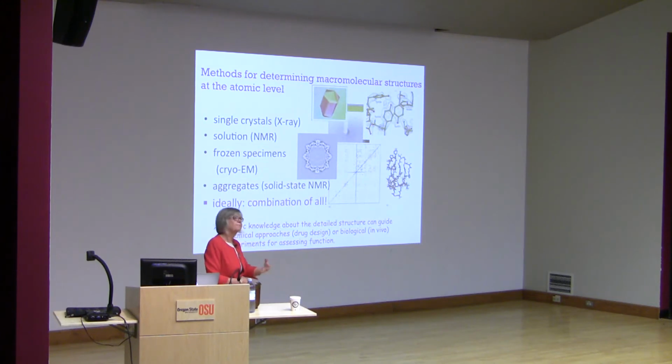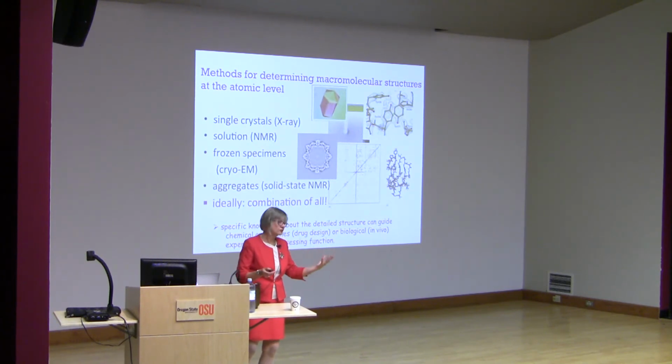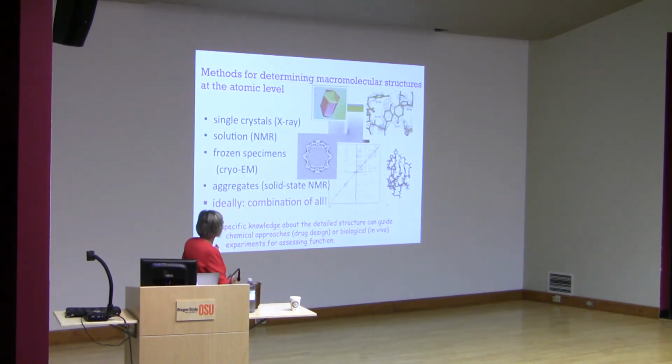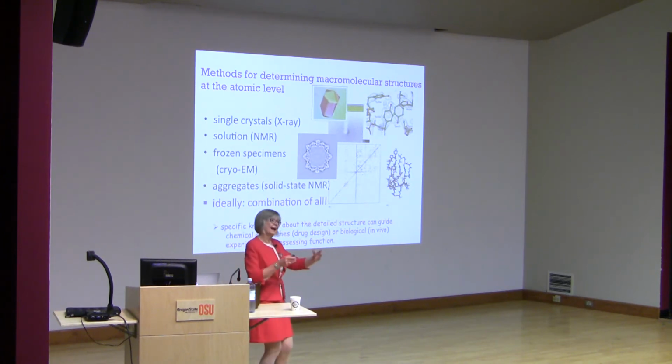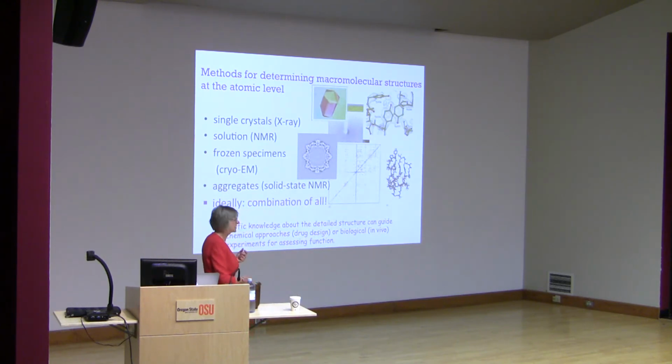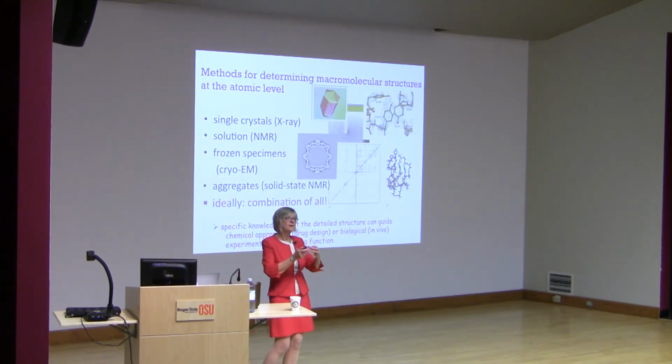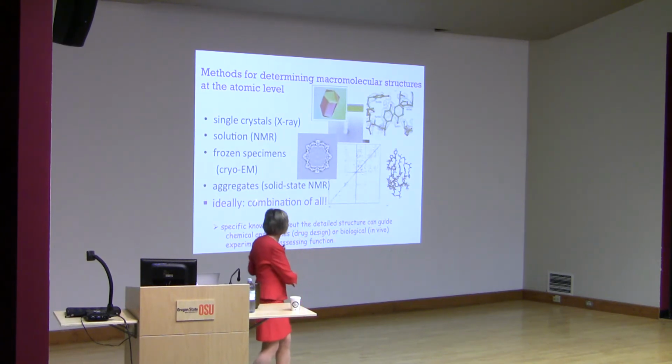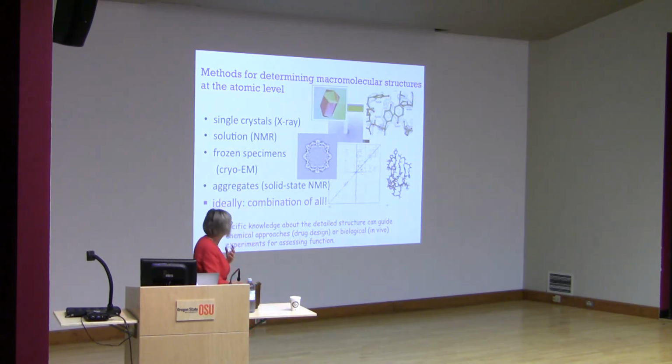NMR is done in solution, so you have to have a protein or a molecule that is soluble in solution, in aqueous buffers, for instance. Cryo-EM looks at frozen specimens, and if you want to look at aggregates or amyloids, you again have to use a different methodology, namely solid-state NMR. And again, ideally, if you want to describe a system from all types of angles to the best of what's possible, you better use a combination of all of those methodologies.